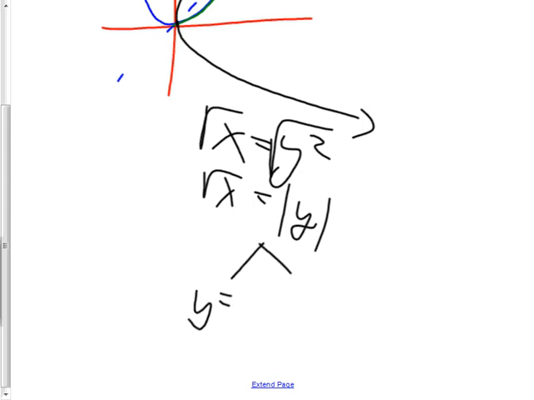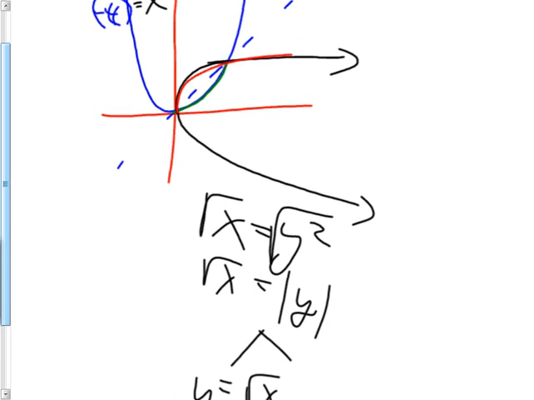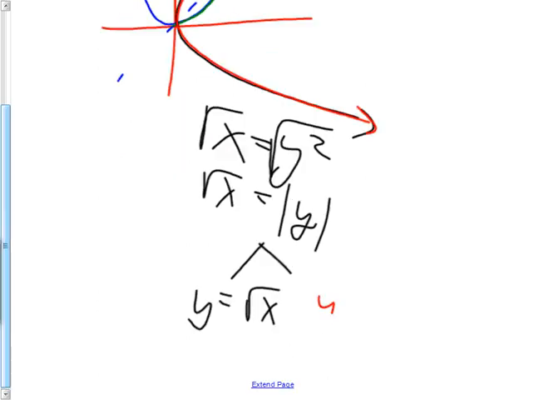y equals positive the square root of x. That's the top of the little parabola thingy like that. And then the bottom part is going to be the reflection of that, which is y equals negative square root of x. All right, now, I may have tried to teach you too much at once there, but we'll see.